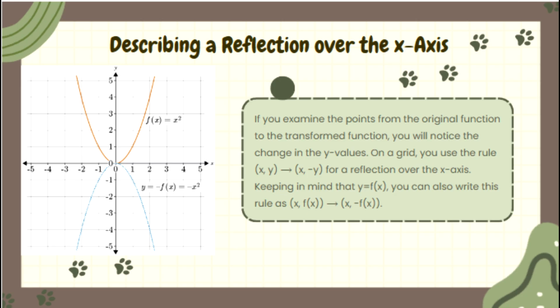If you examine the points from the original function to the transformed function, you will notice that the change is in the y values. On a grid, you use the rule (x, y) becomes (x, negative y) for a reflection over the x-axis. Keeping in mind that y equals f of x, you can also write this rule as (x, f of x) becomes (x, negative f of x). Okay, this should go in your notes for future reference, not even for this lesson. I mean, by this point you should know this.